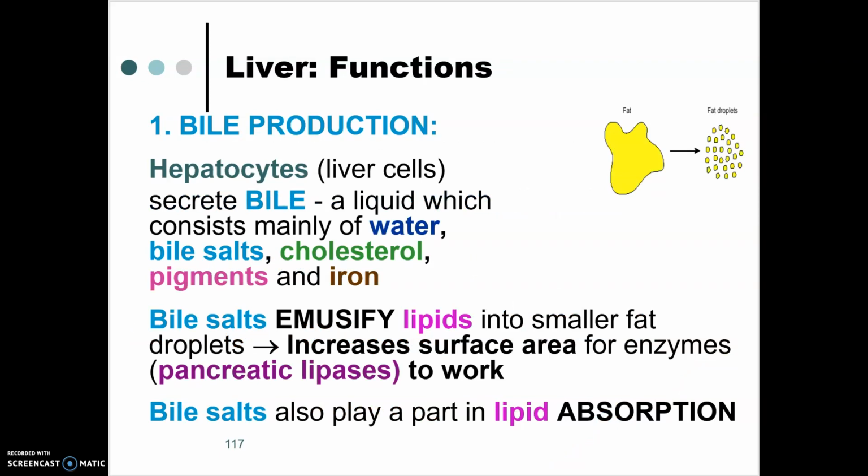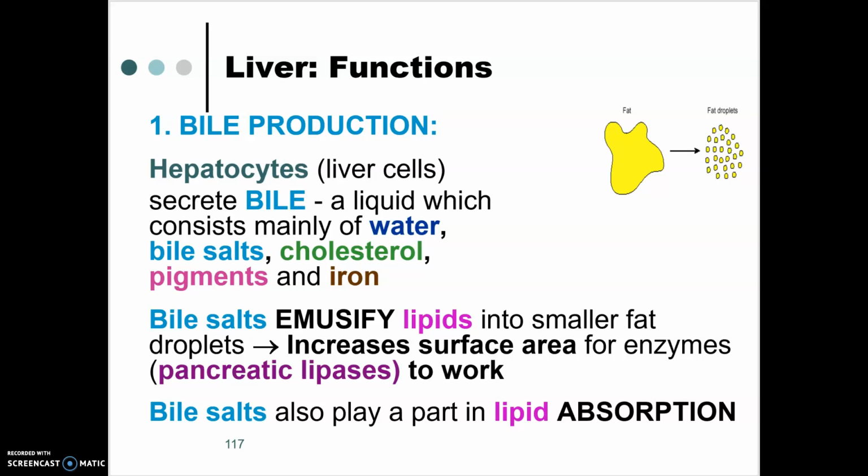Okay, so let's look at bile production. Hepatocytes. Now, let's break that word down. Hepato is going to be something that describes the liver, and cyte, of course, means cell. So hepatocytes are going to be liver cells. So those are going to be the cells that make up those little lobules. Those are the cells that are going to secrete the bile, okay? Now, bile is going to be mostly water, but in that bile, we're going to find bile salts that we've talked about already. We're going to find cholesterol. We're also going to find pigments, and there's going to be some iron mixed in there as well.